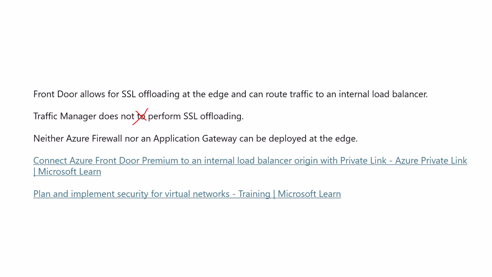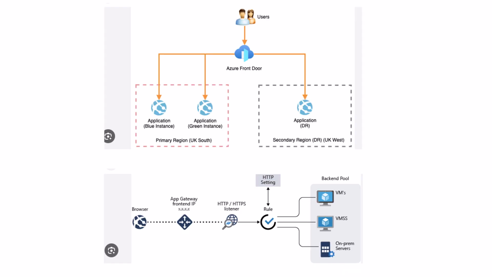Neither Azure Firewall nor an application gateway can be deployed at the edge. When we're talking about the edge, it basically means that it covers the entire Azure ecosystem, all the regions all over the world. That's what Front Door is all about. So you could do SSL offloading at the Front Door level and the app gateway level. But again, app gateway is not at the edge.